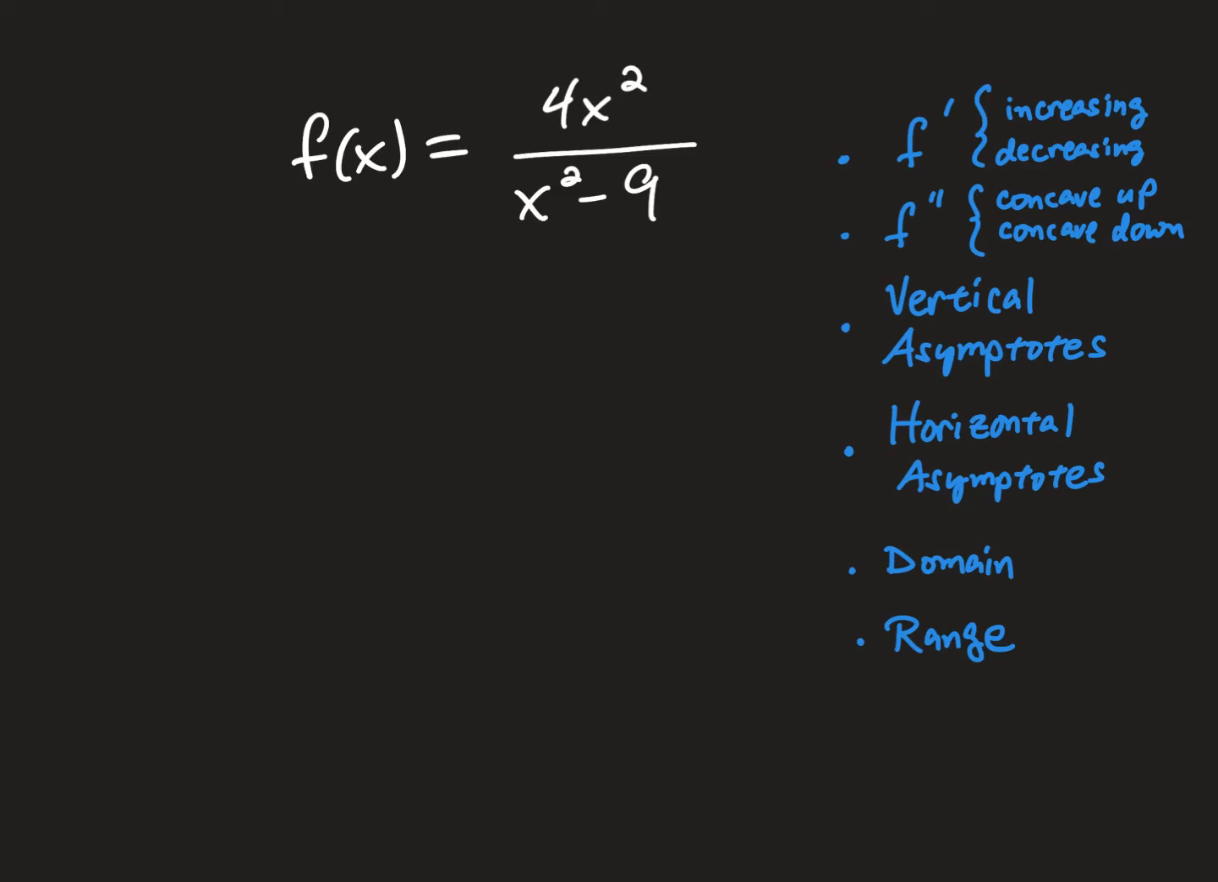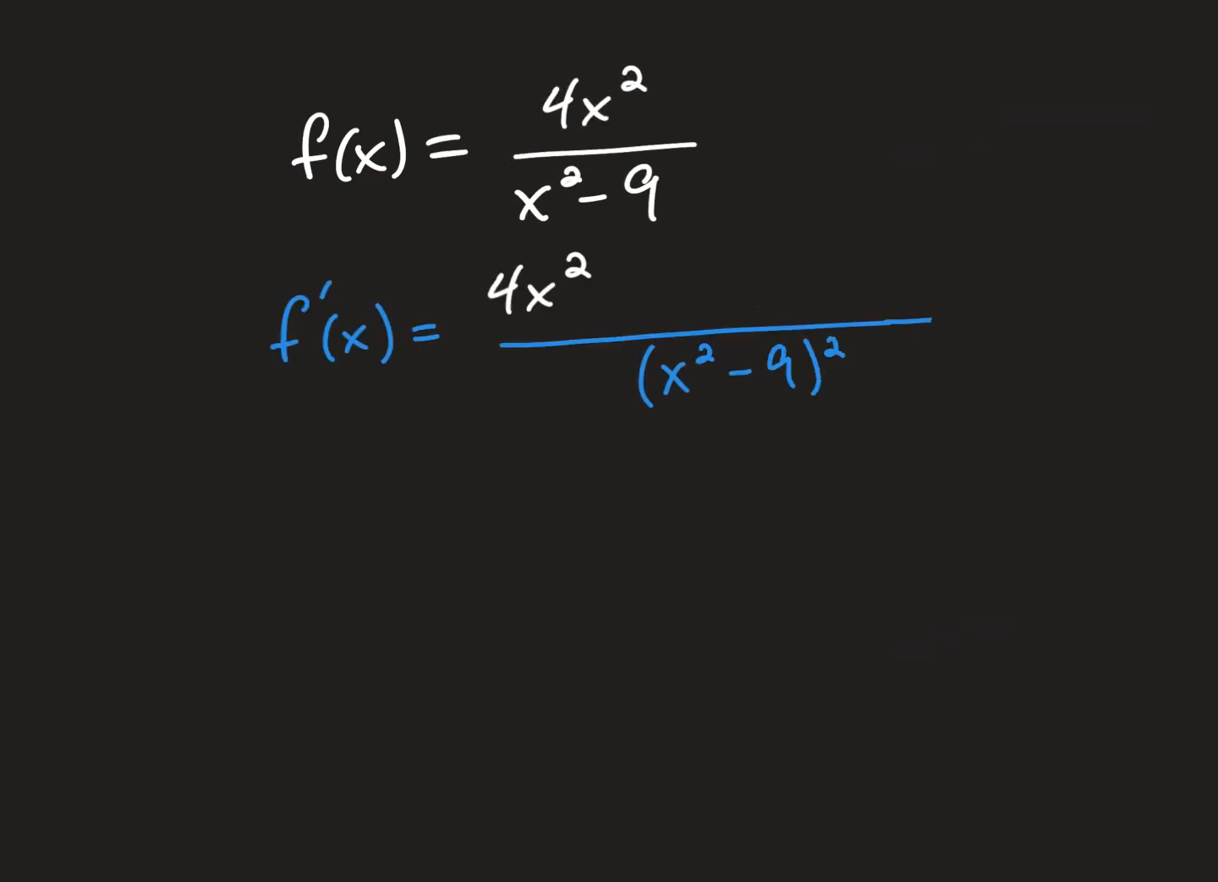Hello students, in this lesson we have quite a challenge in front of us. We are going to find all of this information here for this rational function. So we're going to find vertical asymptotes using limits, horizontal asymptotes using limits, and then we'll of course have to find the domain and the range, and where f prime is increasing, decreasing, where f double prime gives us information about whether the function is concave up or concave down, and then we'll have to find local maxes and local mins and such. All right, let's get started.